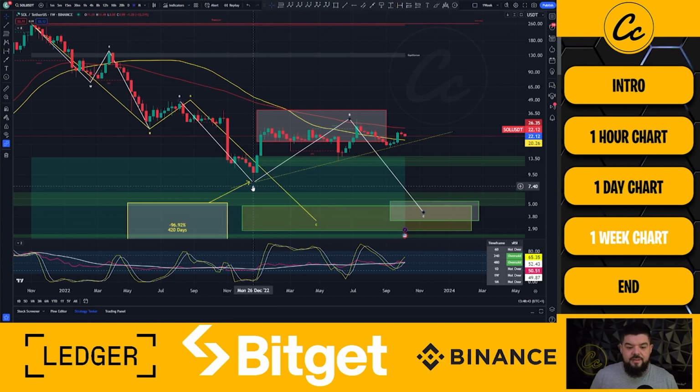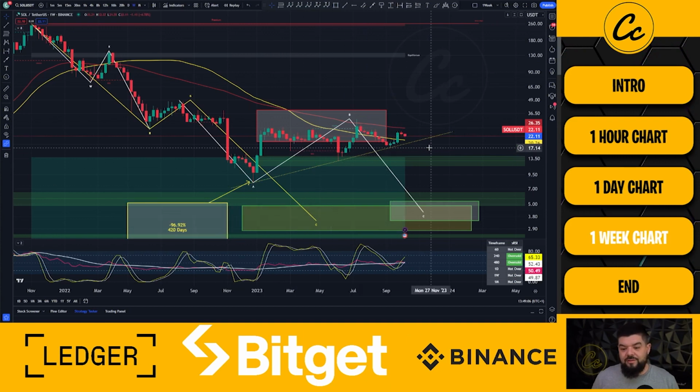So we can see the $8 bear market low potential here for Solana, 96.92% from its all-time high, taking 420 days from the bull market high to the bear market low. Apologies, guys. We have seen the price move up into this area previously spoken about.